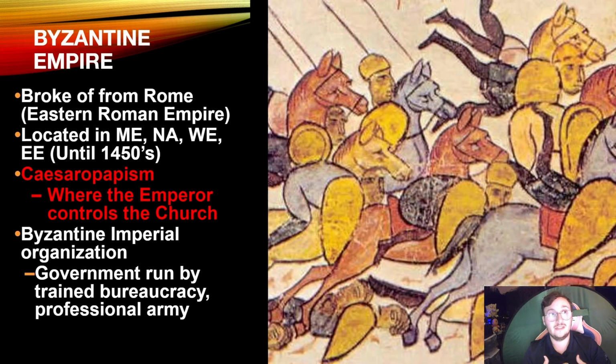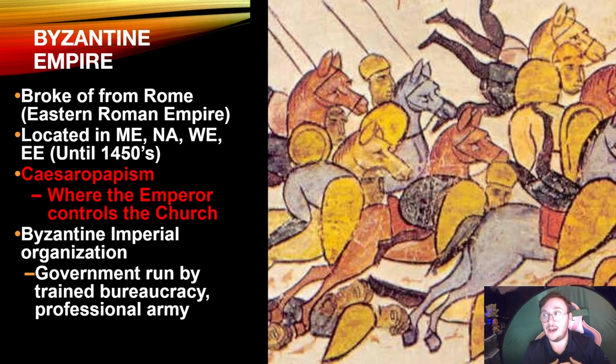So let's start off with the Byzantine Empire. If you remember in our last unit that the Roman Empire will split in half, and you'll have the Western Roman Empire and the Eastern Roman Empire. The Eastern Roman Empire is the Byzantines, and they're going to be located in the Middle East, Western Europe, a little bit of Eastern Europe until the 1450s, and then North Africa.